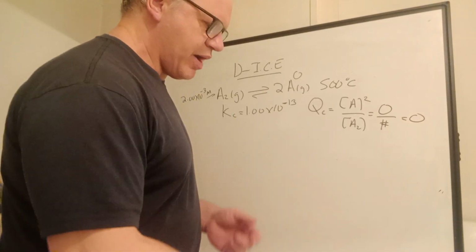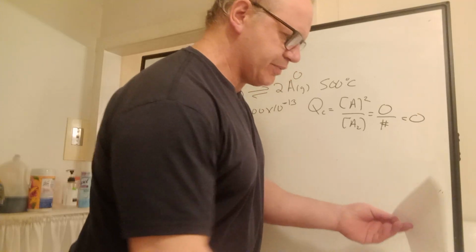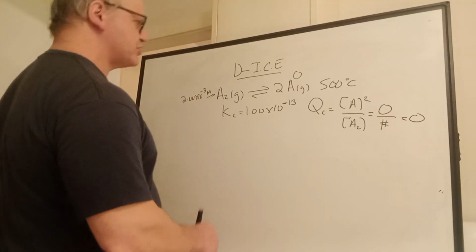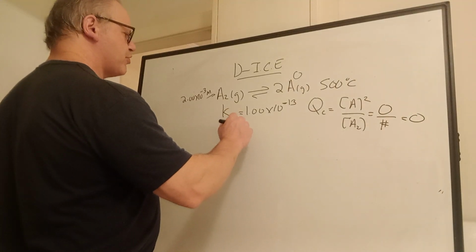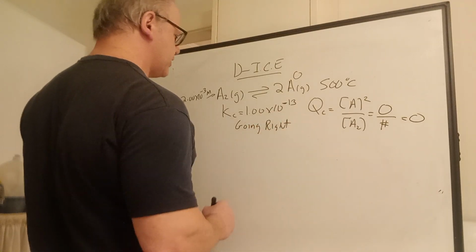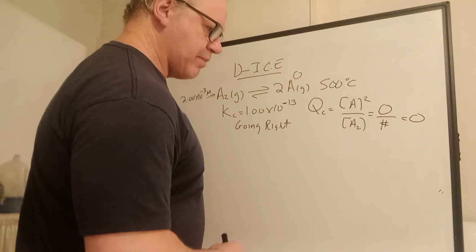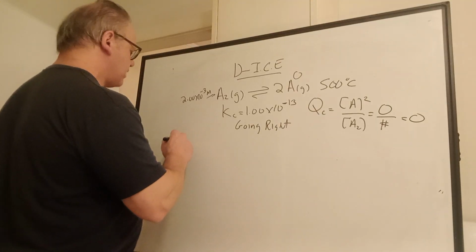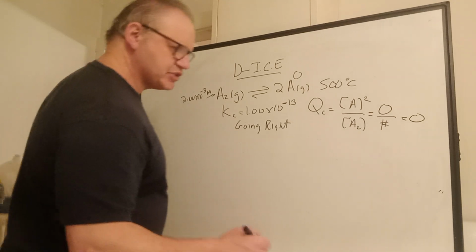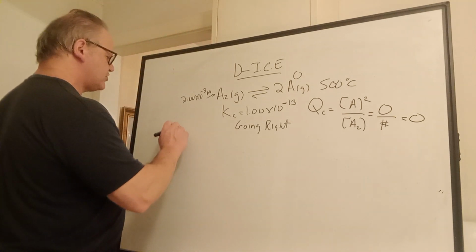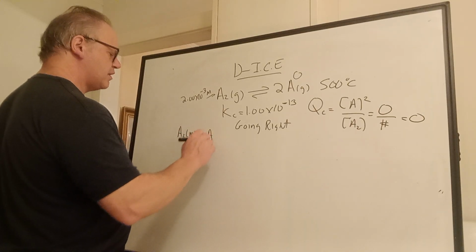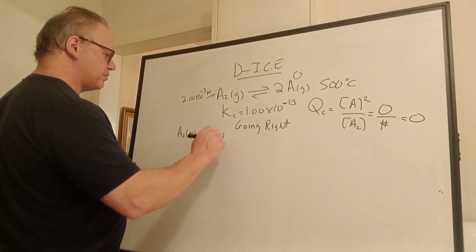Every problem I do, I'm going to try to highlight something different about it. So let's set up really quickly. Our direction is we're going right towards products until we get to our equilibrium composition. Let's make a little table here. I'll put it off to the side. I want to make it similar to the notes. We have A2 in molarity, and then we have A in molarity.